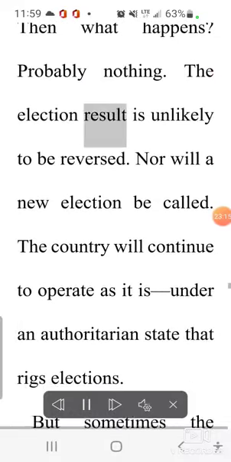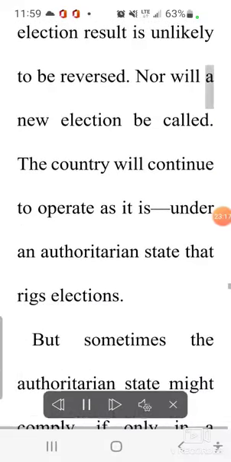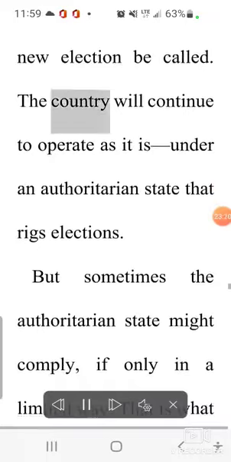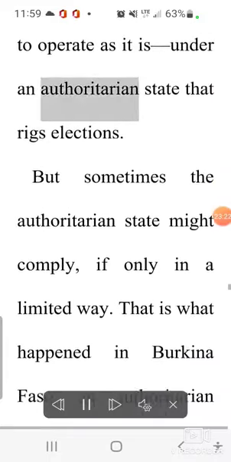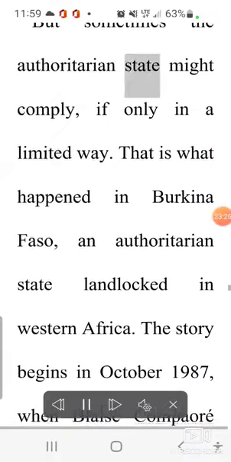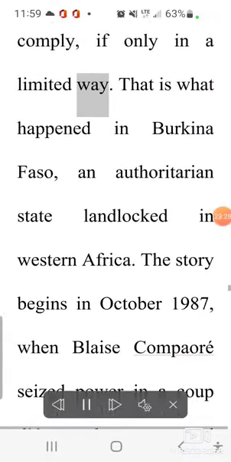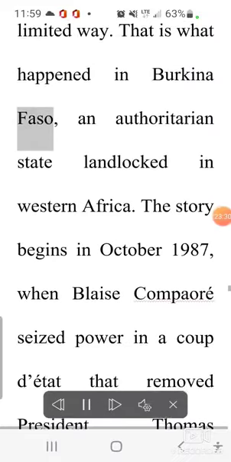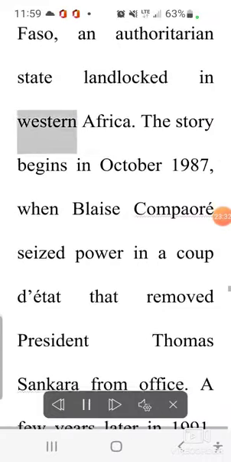The election result is unlikely to be reversed. Nor will a new election be called. The country will continue to operate as it is, under an authoritarian state that rigs elections. But sometimes the authoritarian state might comply, if only in a limited way. That is what happened in Burkina Faso, an authoritarian state landlocked in Western Africa.